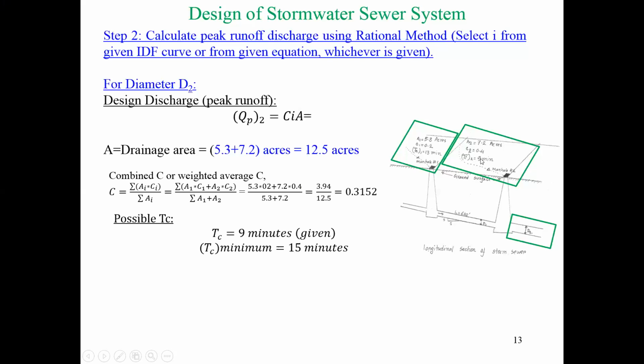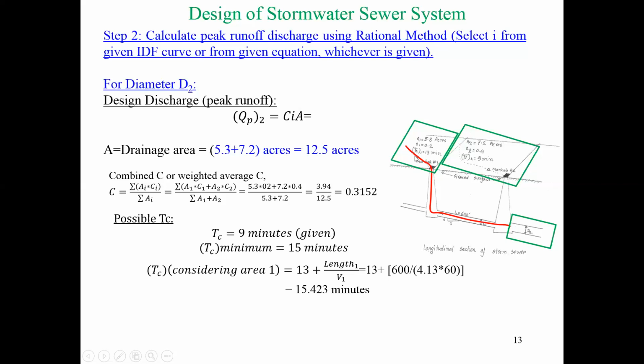So the first one is 9 minutes here, it's given. The second one is TC minimum 15 minutes, that is given as well. This time we have one more TC. Just look at this one. For this area, water is coming from this point and it's coming to D2. We already know that. So we have to consider this travel path as well. And how can we do that?